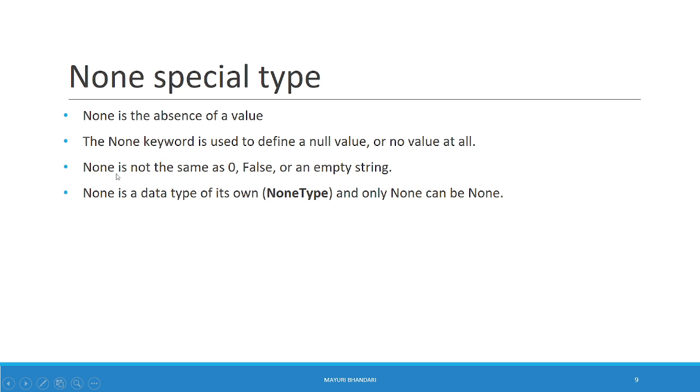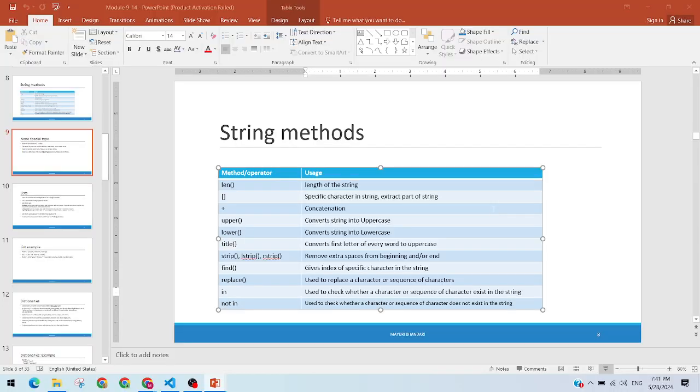Please keep in mind that none is not the same as zero, false or an empty string. None is none, that means nothing. So in Python there is a none type. If you store none in a variable and check its type, it will give you none type. Only none can be none, nothing else. If you define an empty string, it is not none. Okay, let me show you one example.